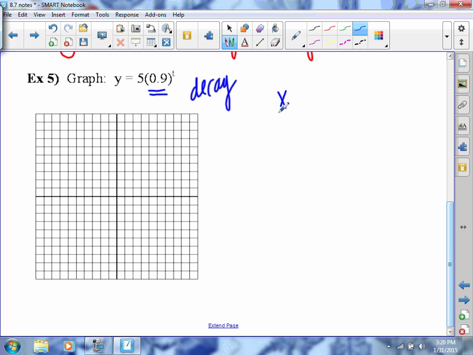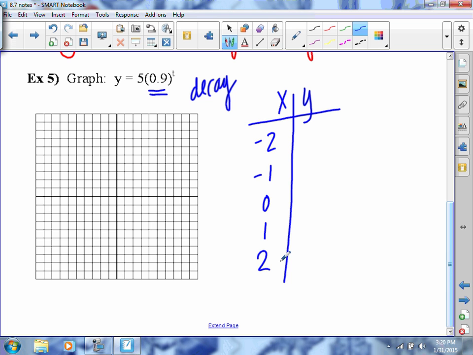So now we'll make a table of values and we'll graph it and we'll make sure that it actually is decay. And we're going to pick some numbers that are negative and some numbers that are positive, just like we did a couple of sections ago. Now this one you probably want to do on your calculator, okay? So do 0.9 to the -2, get an answer, then multiply by the 5. And you should get 6.17.